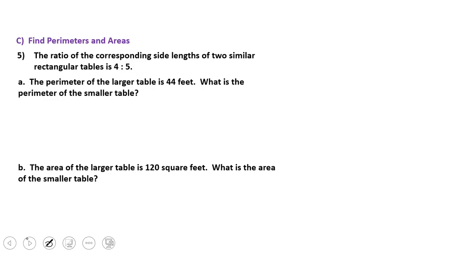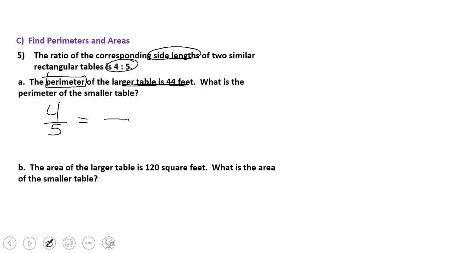So what do we have to say to ourselves? Well, we know that the ratio of the corresponding side lengths is 4 to 5. So that's my first ratio. Now it does say perimeter. Perimeter means we are good. We don't need to do anything special with that ratio. And it says that the perimeter of the larger table is 44 feet.